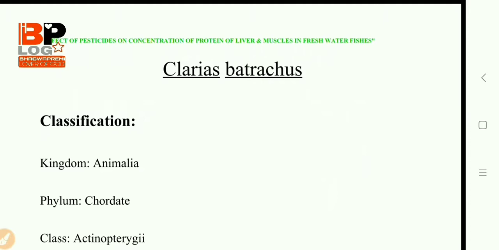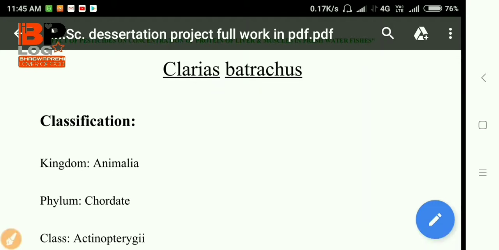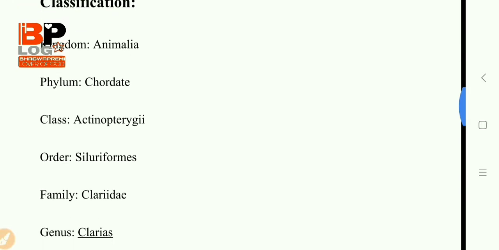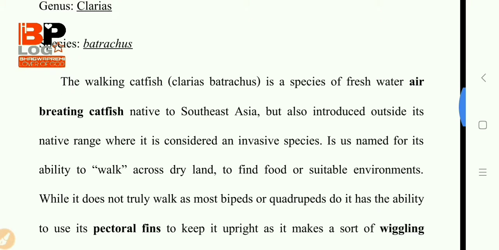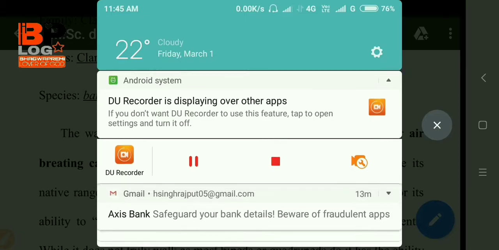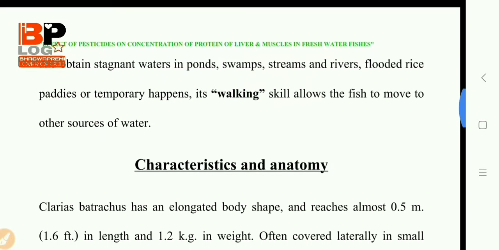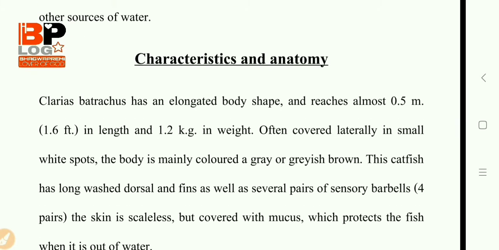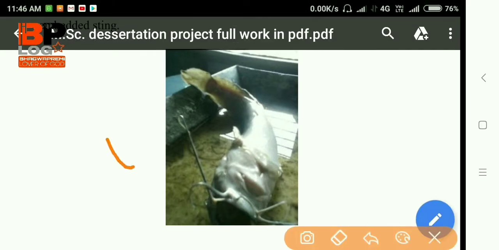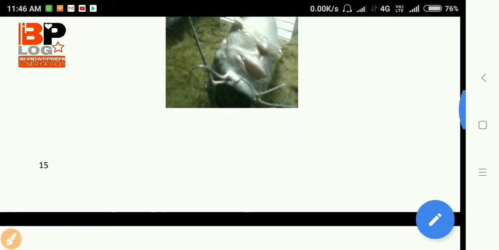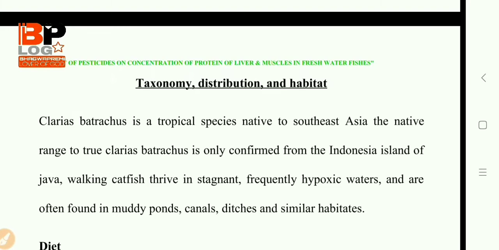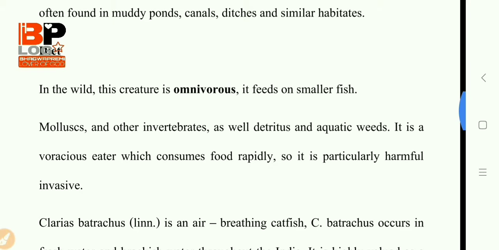This is my test animal, Clarias batrachus. Another name of this animal is mangur. Classification of Clarias batrachus. Characteristics and anatomy. This is the actual image of the test organism, Clarias batrachus or mangur or mangura. Taxonomy, distribution and habitat. Diet of this fish.